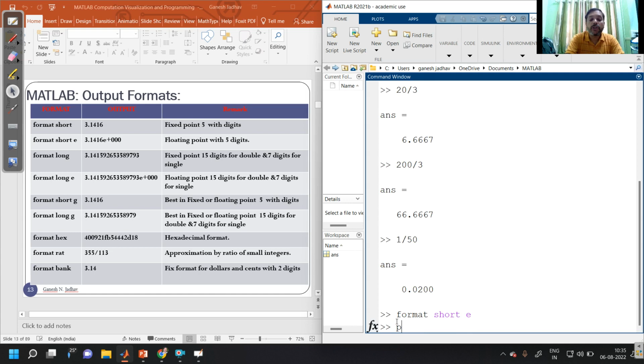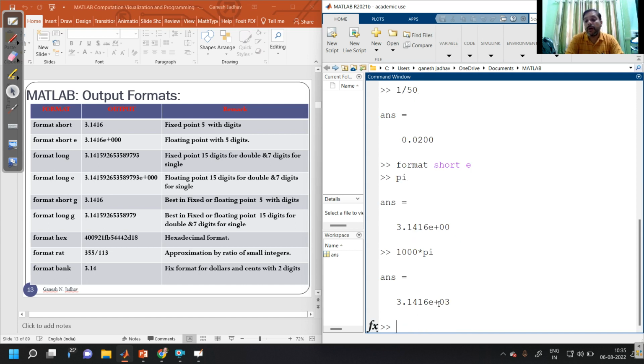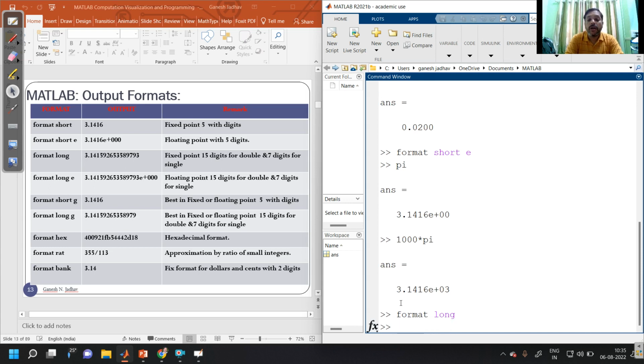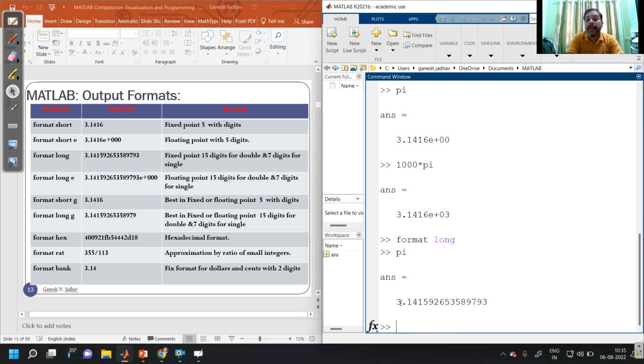Okay, so in format short, if I type pi, it gives 3.1416. Now I type 1000 into pi. You can observe that after multiplying by 1000 it shows e raised to 03, meaning 10 raised to 03, so 3.1416 into 10 raised to 03. Then if I type format long and display the result of pi, you can observe there are 14 digits after the decimal point and one digit before it.